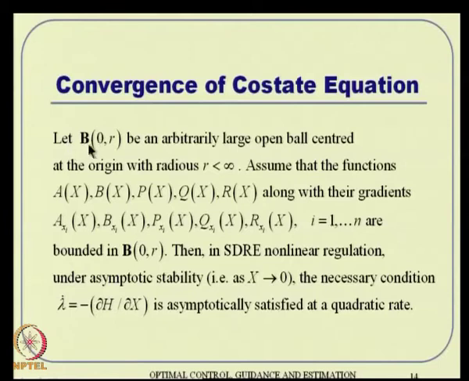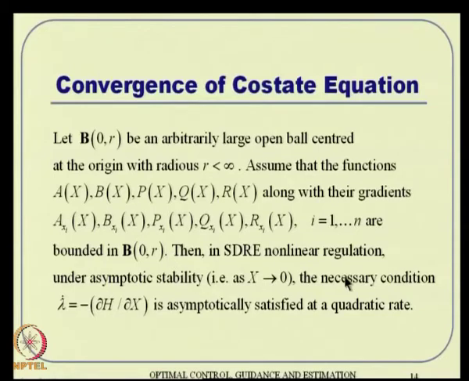So, let B of 0 r be an arbitrarily large open ball centered at the origin with some finite radius r less than infinity. Then assume that all these functions, A of x, B of x, P of x, Q of x, R of x, and their gradients as well, that means all these first order derivatives, are all bounded within this ball. So, it talks about an open ball centered at the origin with finite radius, and it demands that all these functions along with their partial derivatives are bounded in that ball.